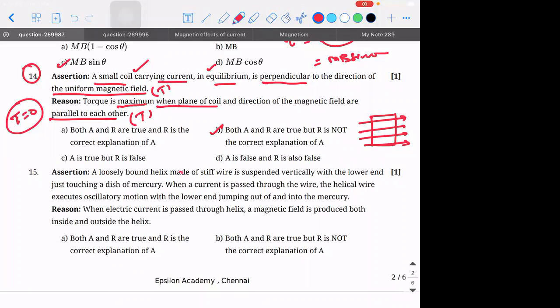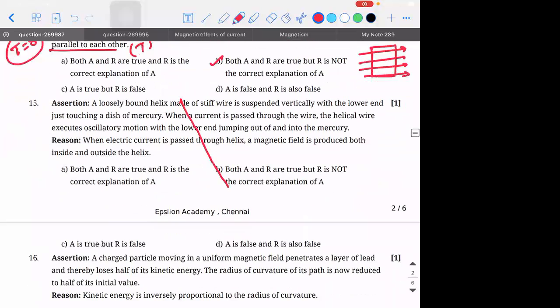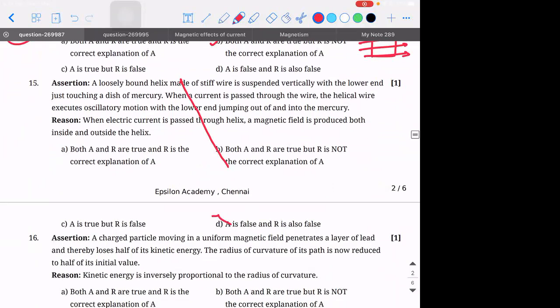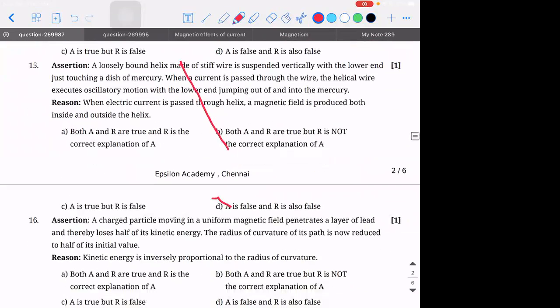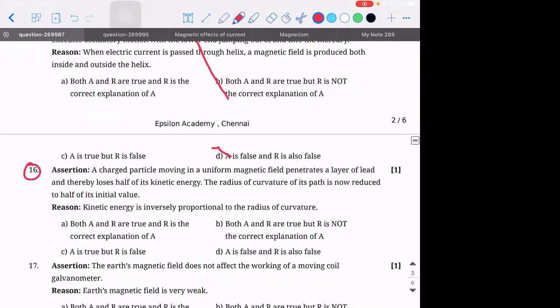This part is not needed because we need to know the properties of the materials. Shall I move on to the next one, by the way? Moving on to question 16.